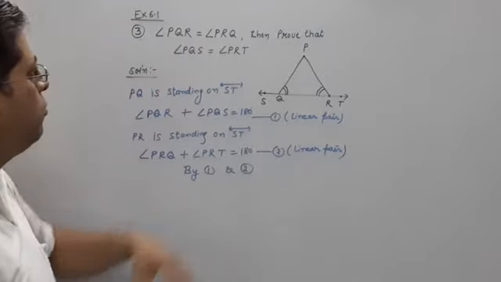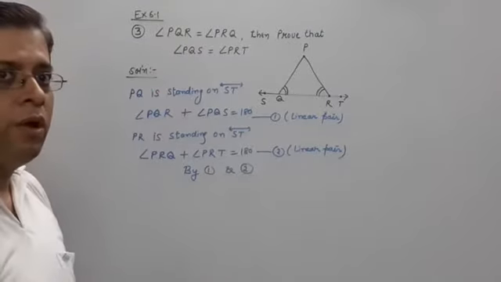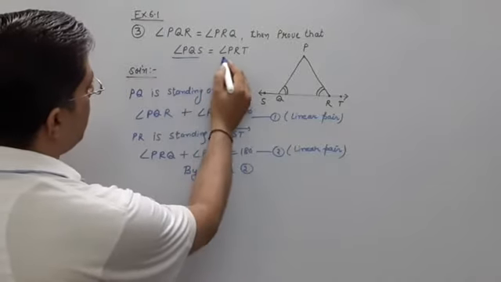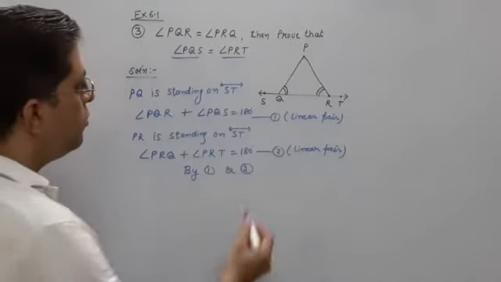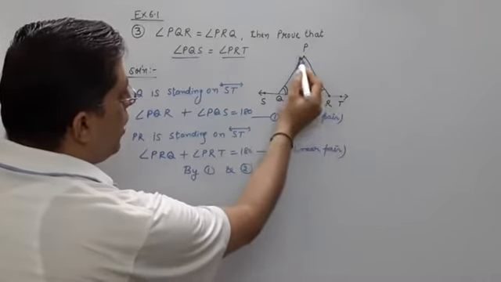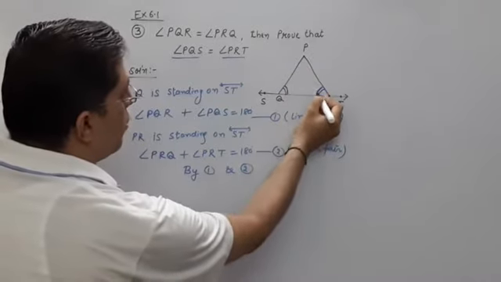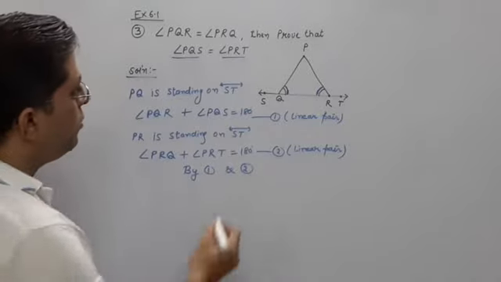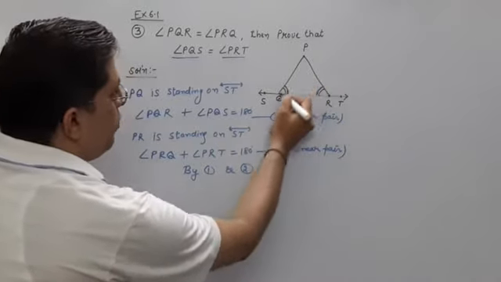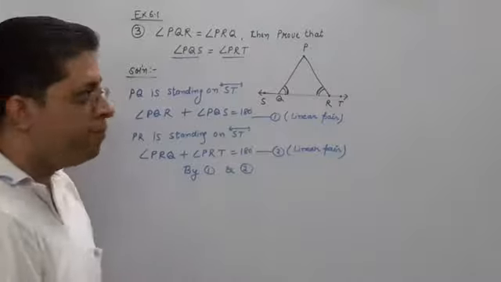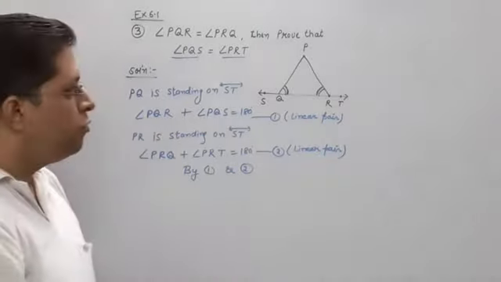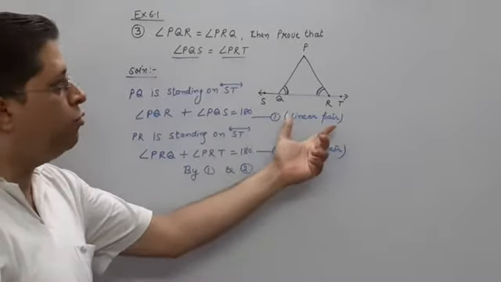Angle PQR is equal to angle PRQ, and what you have to prove is angle PQS is equal to angle PRT. See, PQR is this and PRQ is this. This is the angle. Both are equal. Now come here, this is one line and this line PQ is standing on it. This PQ is standing on line ST. So we can use the linear pair axiom.